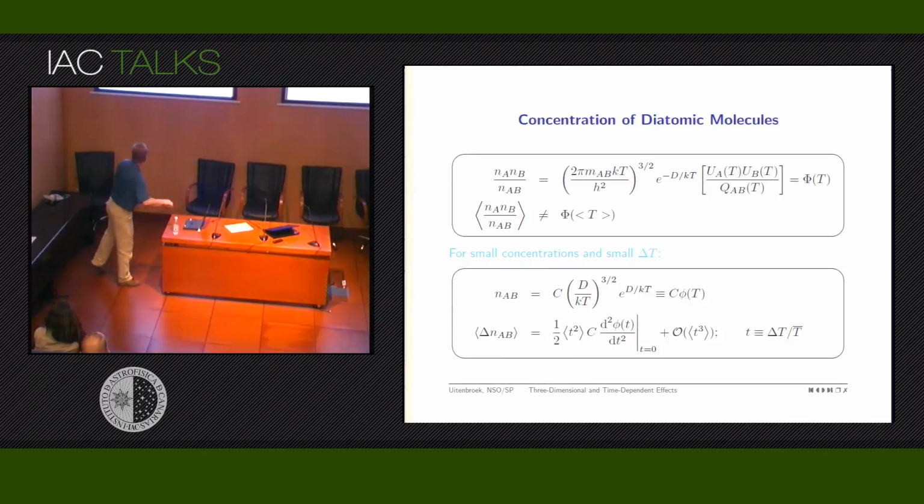The topmost equation is the Saha-Boltzmann equation for the molecular concentration of molecule NAB, which consists of molecules N and B. N is the number density, T the temperature, K the Planck constant, and M the mass of the molecule. You can clearly see that, of course, the average molecular density is unequal to the density of the molecule at the average temperature, because this is just a nonlinear function of temperature.